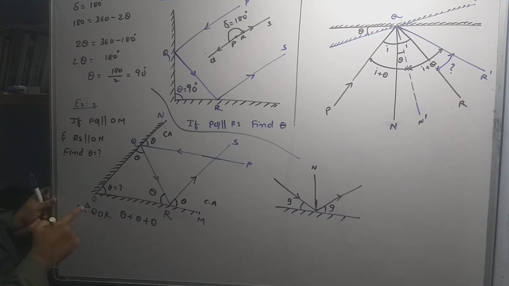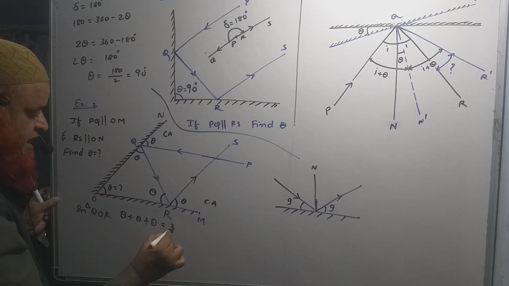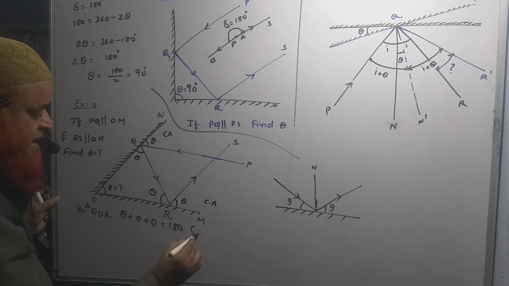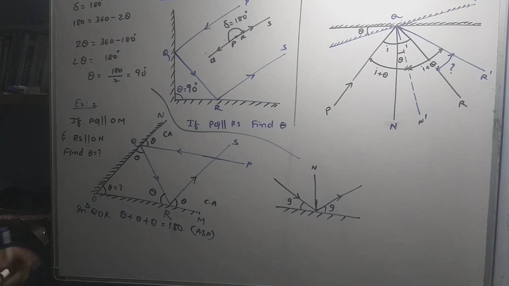In triangle QOR, these three angles are the same. So therefore this can be taken as 180 degrees. This is considered to be 180 degrees, and it is called the angle sum property. The three angles in a triangle add up to 180 degrees. That is called the angle sum property.